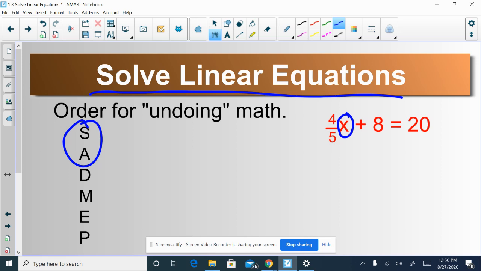So like I said, what you want to do is solve for x. You want to get x by itself.